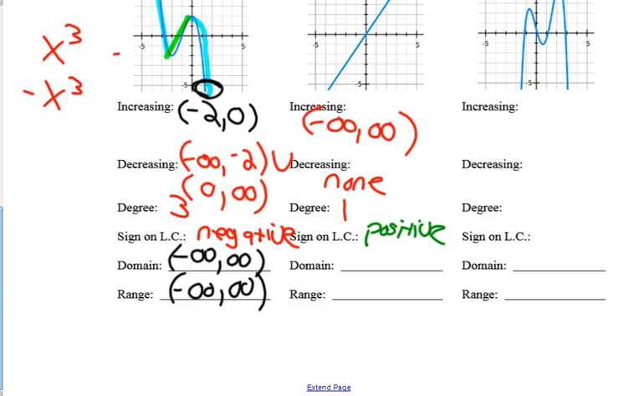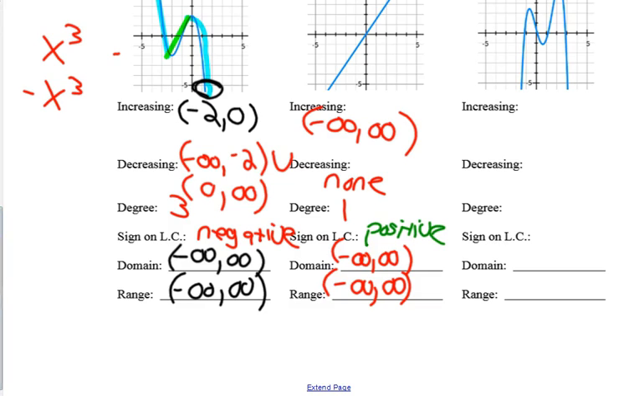Oh no, I forgot domain. Domain for this one: negative infinity to positive infinity. Range, the same. Okay, last one. Increasing, decreasing. Anybody think they can give that to me?